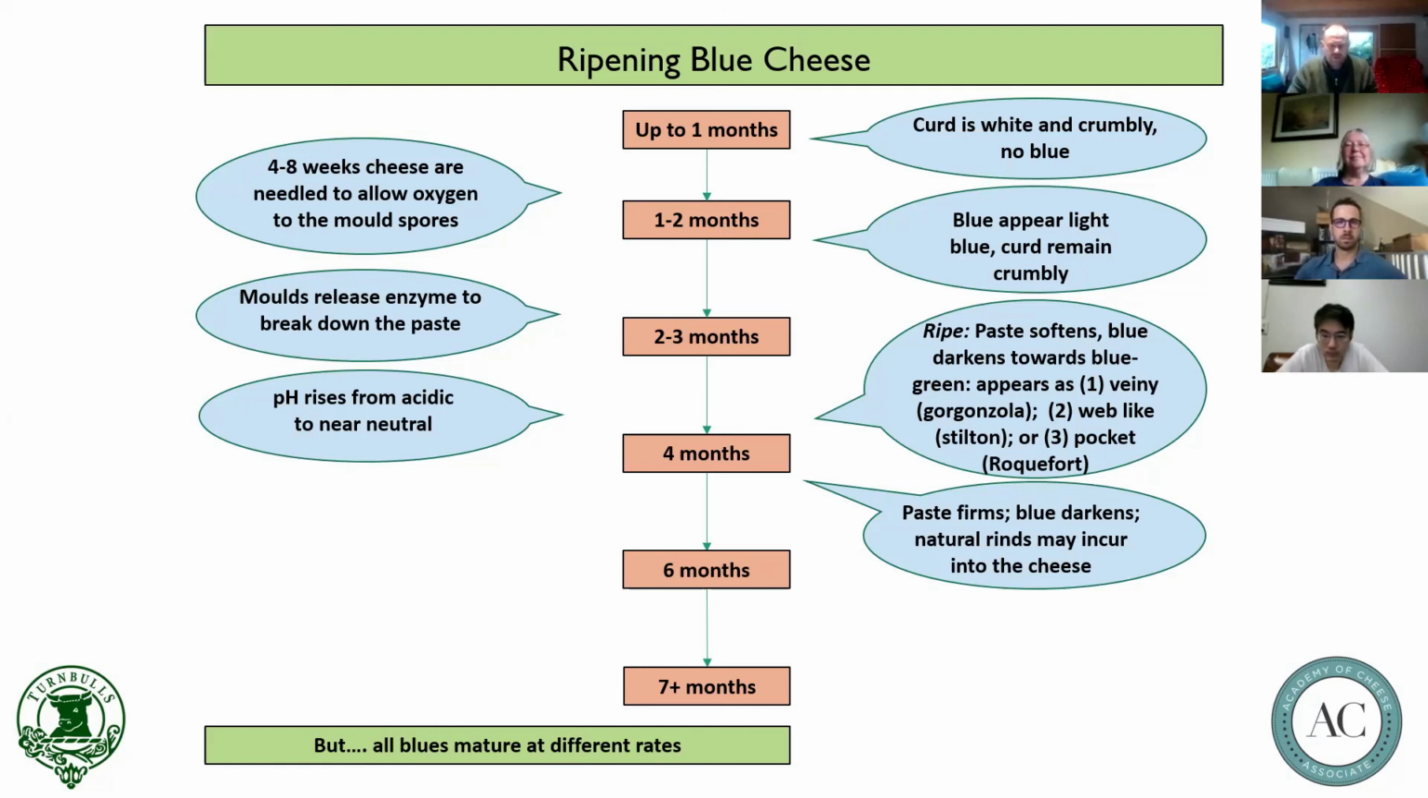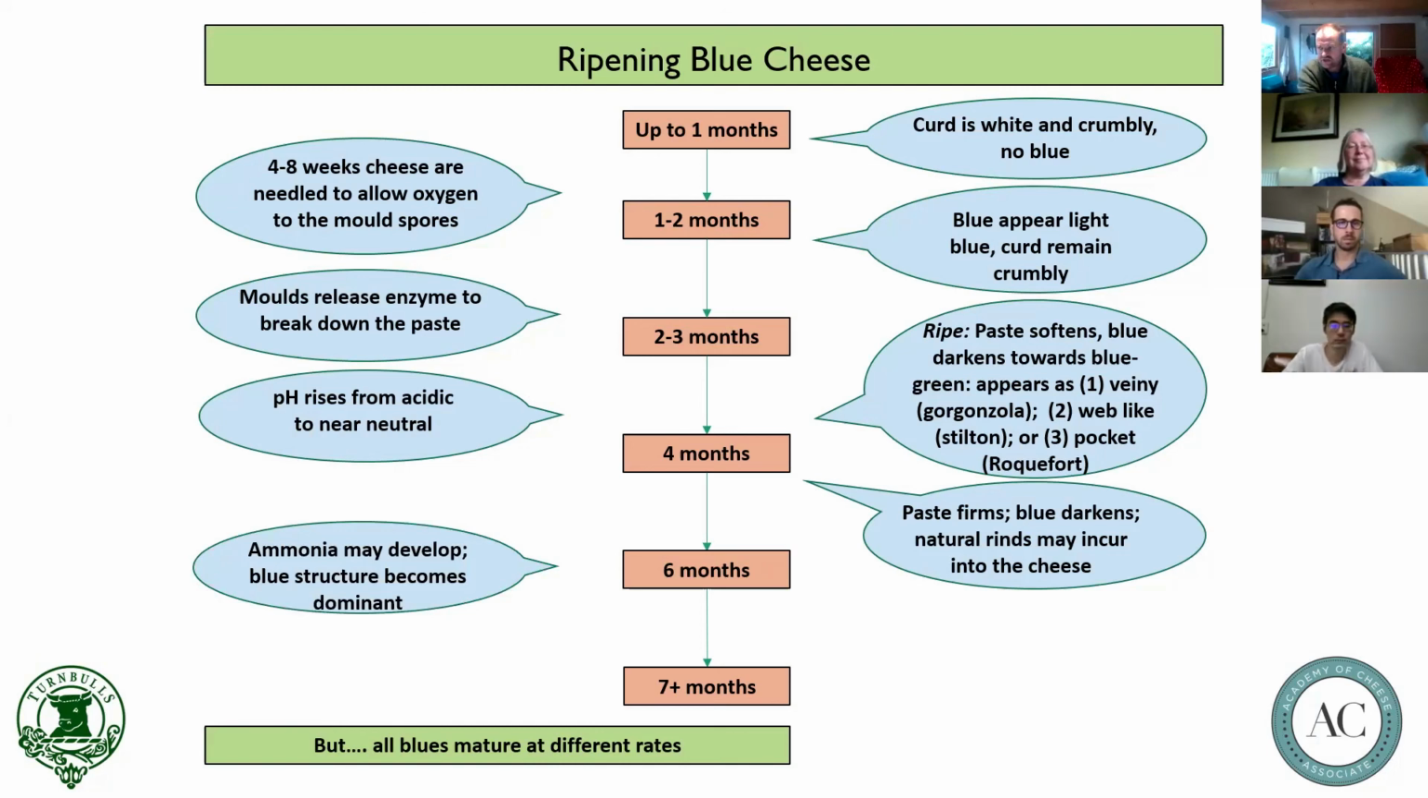But when it gets too hard, the paste hardens. It hardens, it can become very firm. And the blue becomes more blue, and it can diverge at this point, but it tends to go to a dark blue, sometimes gray blue, sometimes green blue, hard. And the natural rind around the edge of the cheese may incur if it's got one. So Stilton is beginning, the brownness is beginning to come into the cheese. You might see ammonia, and the blue structure becomes dominant across the cheese. Some cheeses now become almost more blue than cheese.